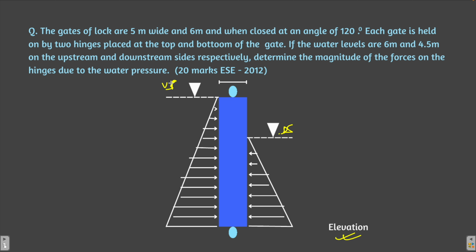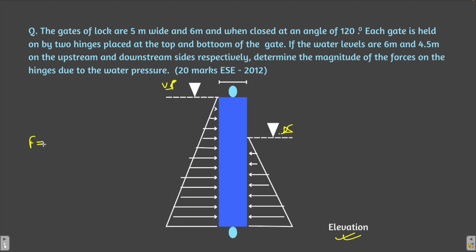So upstream and downstream side. What is the stress acting at this point due to all the water column above it? Is it rho gh? Is the stress acting on the bottom of this stress diagram rho gh? So what will be the total stress acting on the gate? The total stress acting on the upstream gate will be the area of this stress diagram, right?